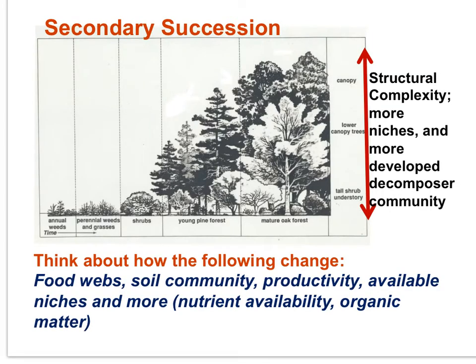As succession occurs over time in a temperate deciduous forest, the structural complexity of the system increases. There are more niches, more developed decomposer community, and in a more complex system, the variety of nutrient and energy pathways contributes to stability. Continue to think about the change in food webs, the soil community, productivity, available niches, and more.